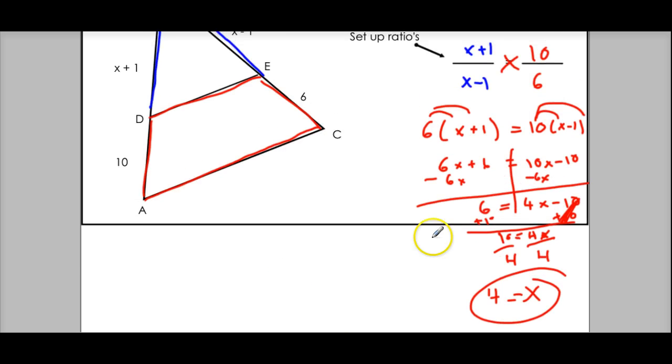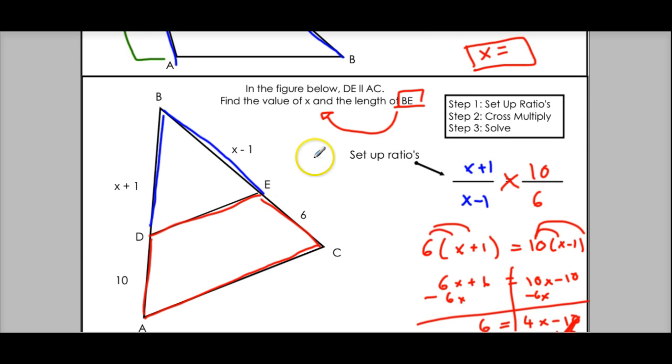Now we want to find out what the length of BE is, which is right here. We're going to just have to plug in our 4. We found out that x is equal to 4. So to find out what BE is, well, that's just 4 minus 1. So BE is equal to 3.